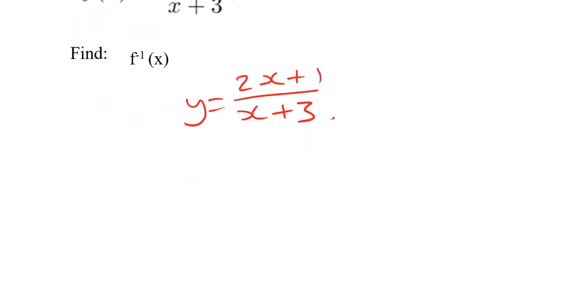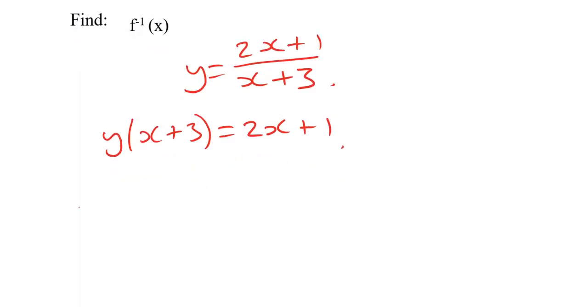Okay, now we're going to attempt to make x the subject. So we'll start off by multiplying both sides by x plus 3. So that's y times (x plus 3) equals 2x plus 1. Now we're going to expand that bracket on the left. xy plus 3y equals 2x plus 1.